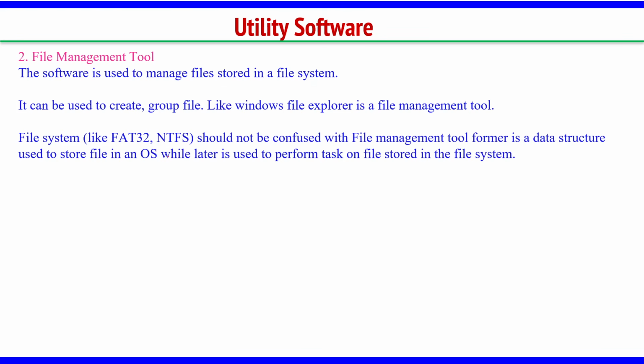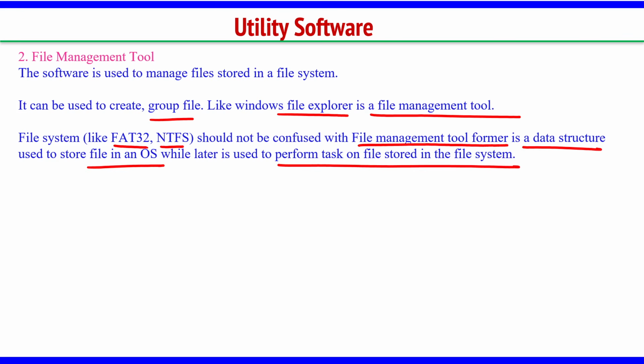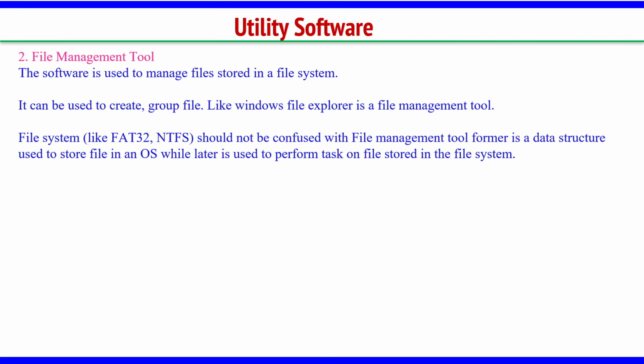Okay, it can be used to create and group files, like Windows File Explorer is a file management tool. You can go to Windows and you can search everything there. Okay, file systems like FAT and NTFS should not be confused with file management tools. The former is a data structure used to store files in the OS, while the latter is used to perform tasks on file systems. So file management software is different from FAT and NTFS. These are data structures to store the data, while file management tools are software for managing the data, right?